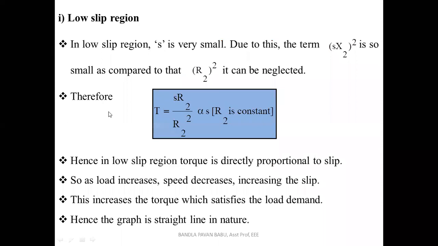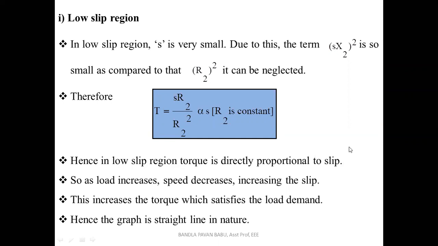Therefore, torque T equals s into R2 by R2 square, which is proportional to s if R2 is constant. Of course R2 is constant, not including the temperature conditions. So what is the relation there? Under low slip region, torque is proportional to slip. We have to keep this in mind. Here s into X2 square is very low, and we are neglecting that. Hence, in the low slip region, torque is directly proportional to slip.